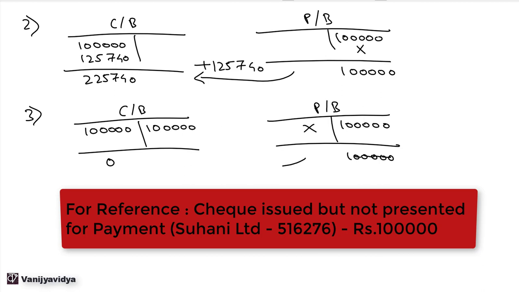Now we are moving from passbook to cash book. So we have to reduce 1 lakh in the bank reconciliation statement. Let's analyze this in another way.